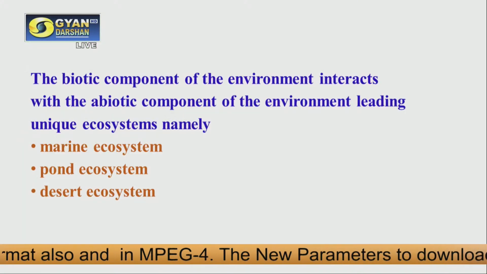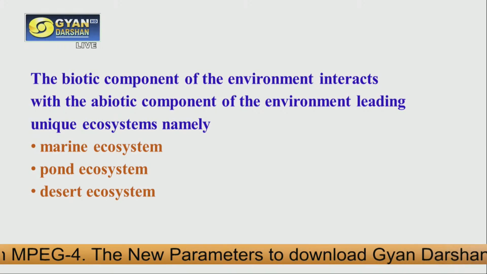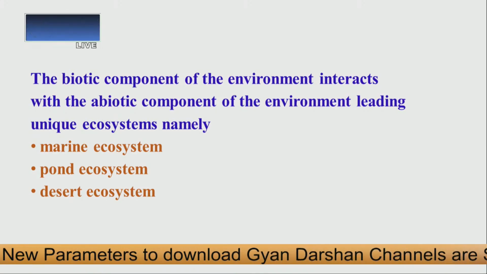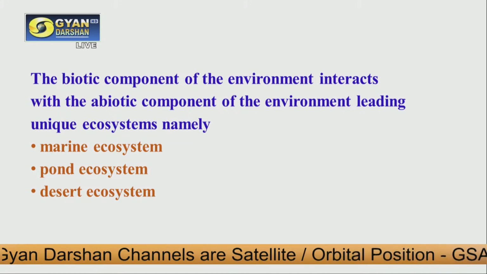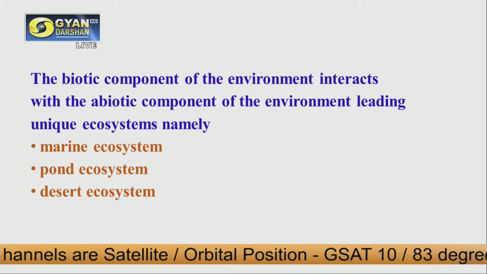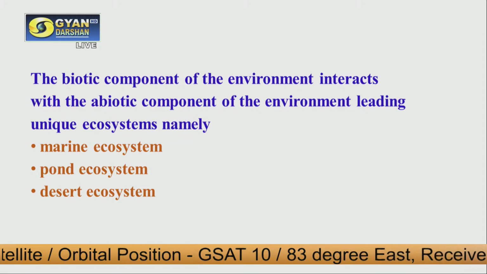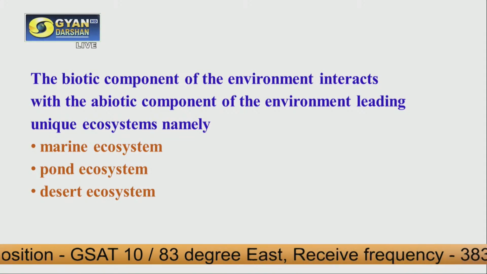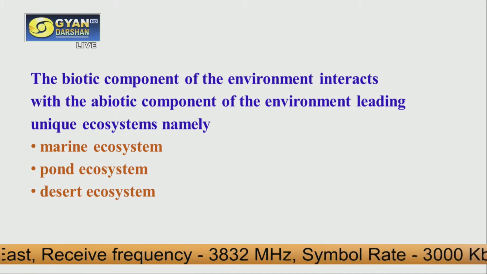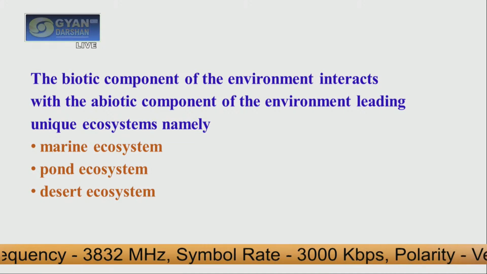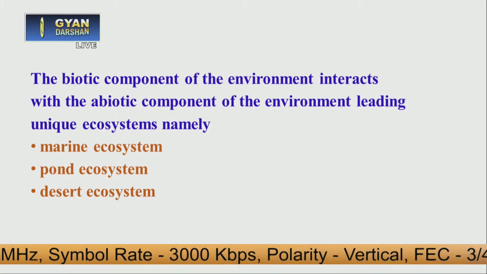The biotic component of the environment interacts with the abiotic component of the environment, leading to unique ecosystems. Different unique ecosystems are developed when the biotic components interact with the abiotic components. First is the marine ecosystem. Water was there as an abiotic component. Then life evolved in that water.